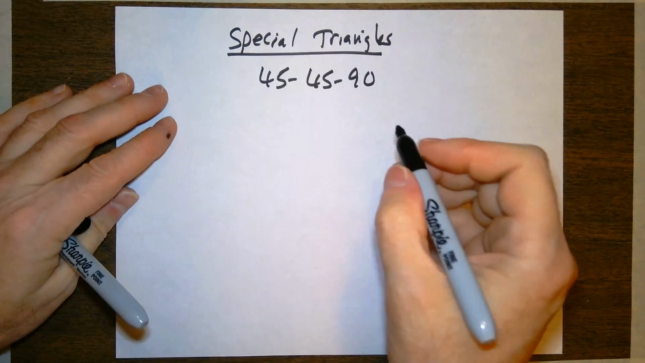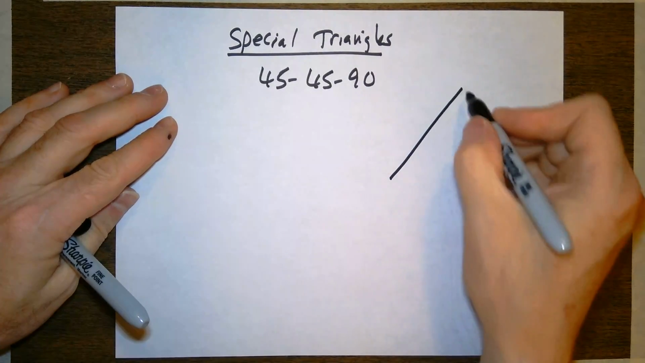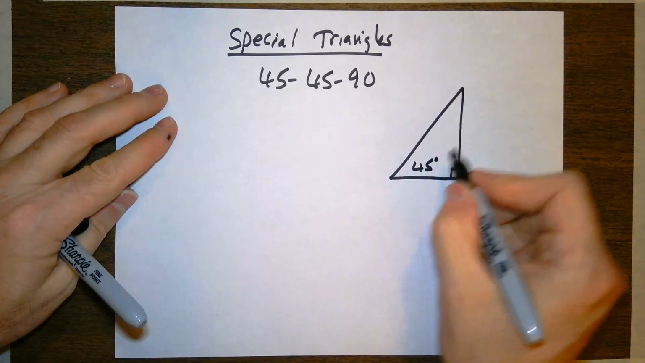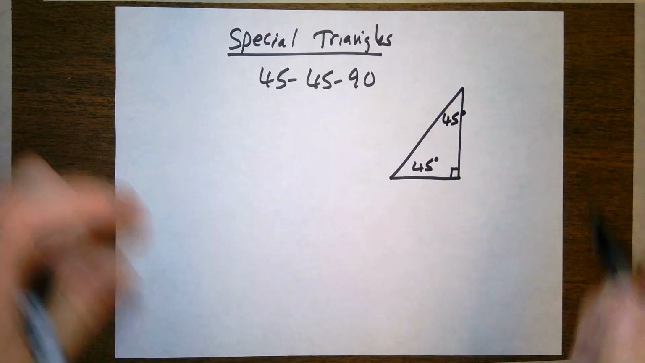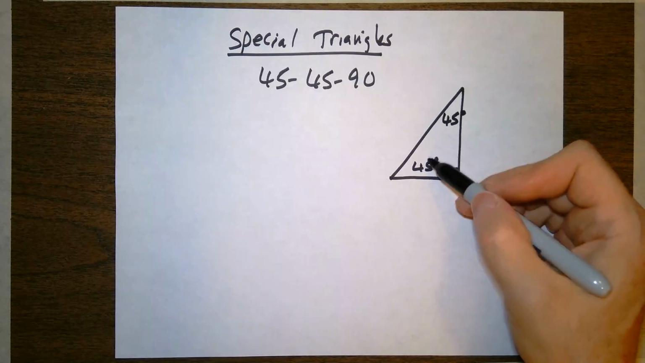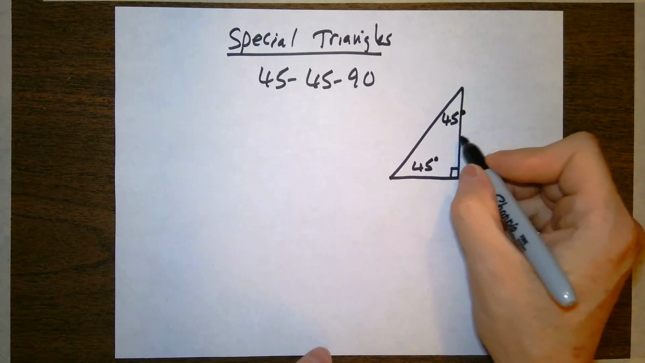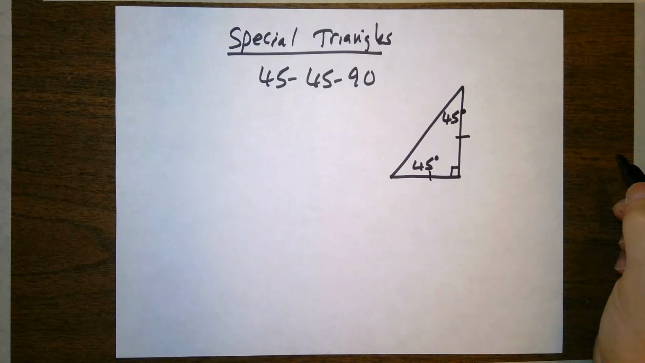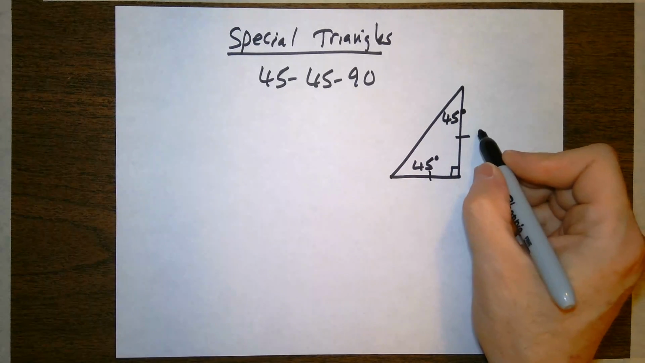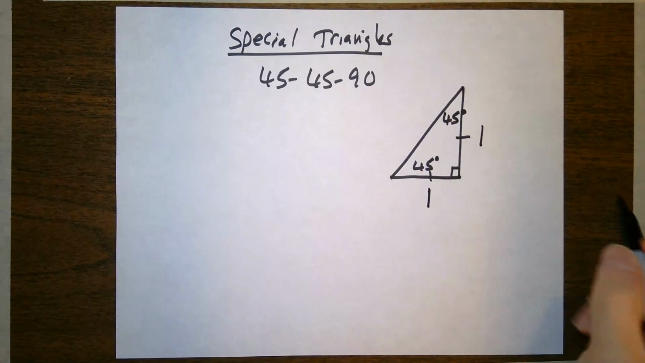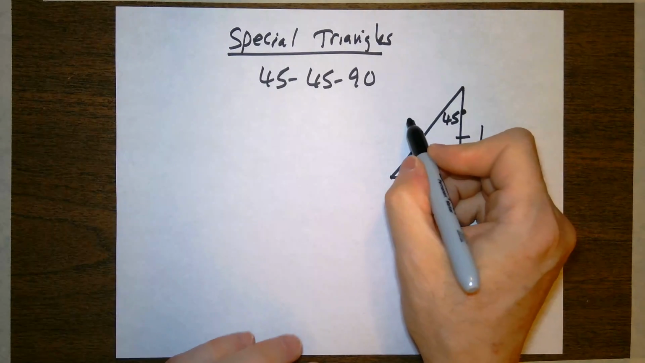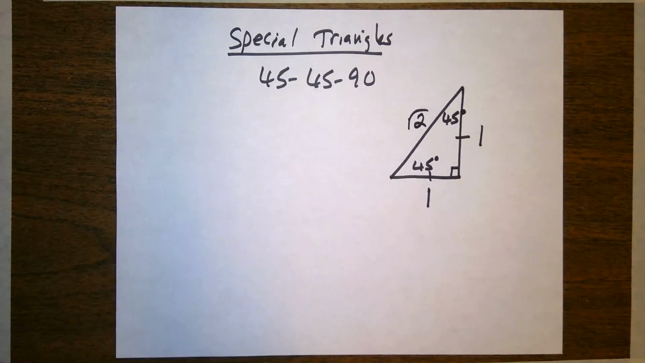45-45-90 triangle because, rather unimaginatively, those are the angles inside of the triangle. 45 degrees and 45 degrees. We also know that this is going to be an isosceles triangle. And one of the properties of isosceles triangle is if the base angles are congruent, that means the side lengths are also going to be congruent. And as I take a look at this, what if I call each of these lengths 1 and 1? How long would the hypotenuse be? Using Pythagorean theorem, we can quickly find that the hypotenuse would be the square root of 2.